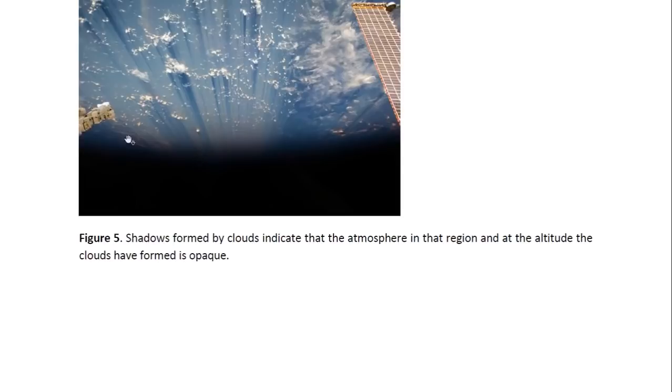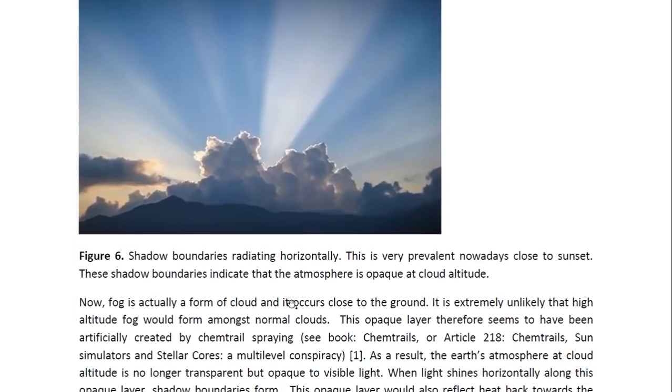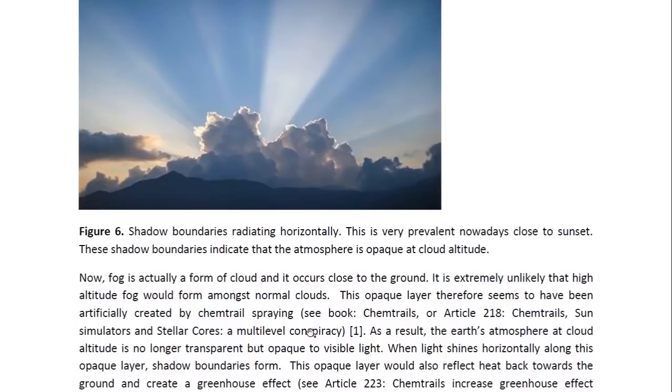We can see also what looks like pink-like illumination here. And not red but pink, but I talk about that in other articles. Now, the shadow boundaries we see here are radiating horizontally, obviously produced by these clouds, but they should not be there. They are there because obviously the atmosphere is opaque to visible light.